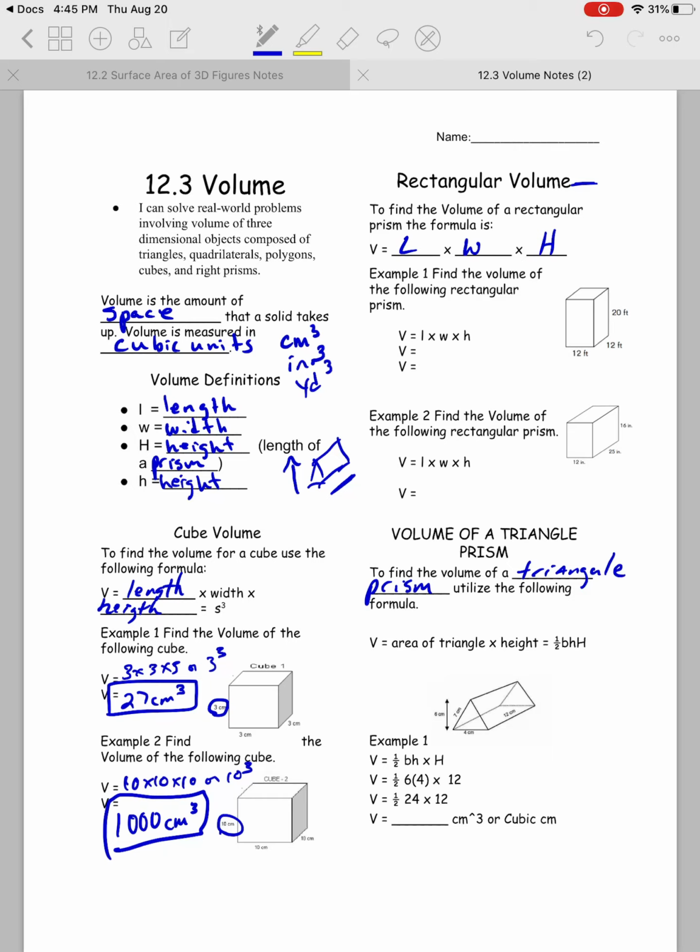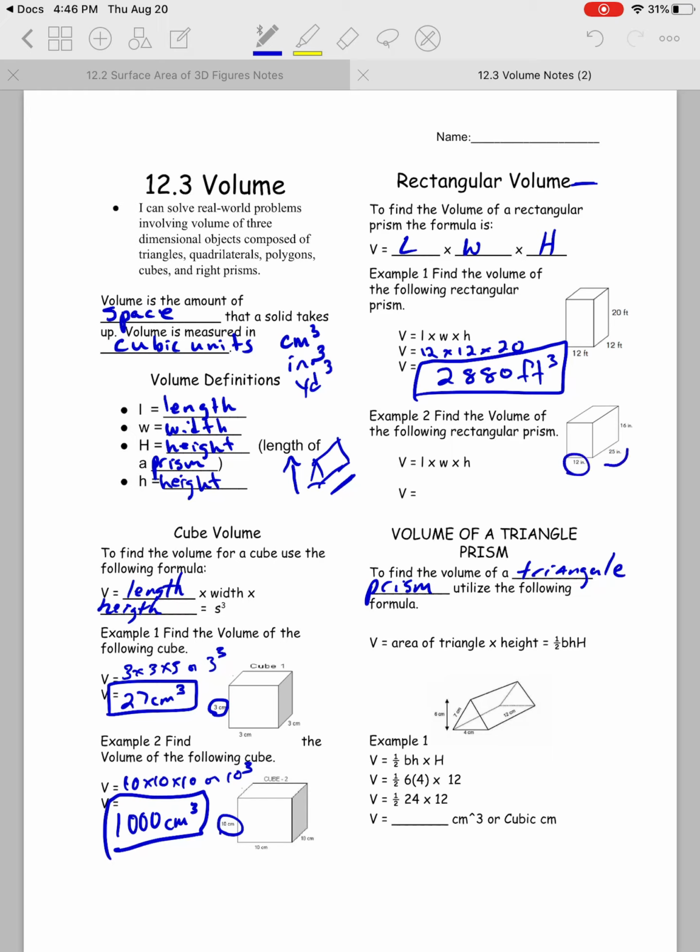Moving on to rectangular volume. Again, it's the same as a cube. It's length times width times height. But you cannot go side cubed because all the sides are different measurements. So you have to write all these out. So this would be 12 times 12 times 20, which gives you what? 2,880 feet cubed.